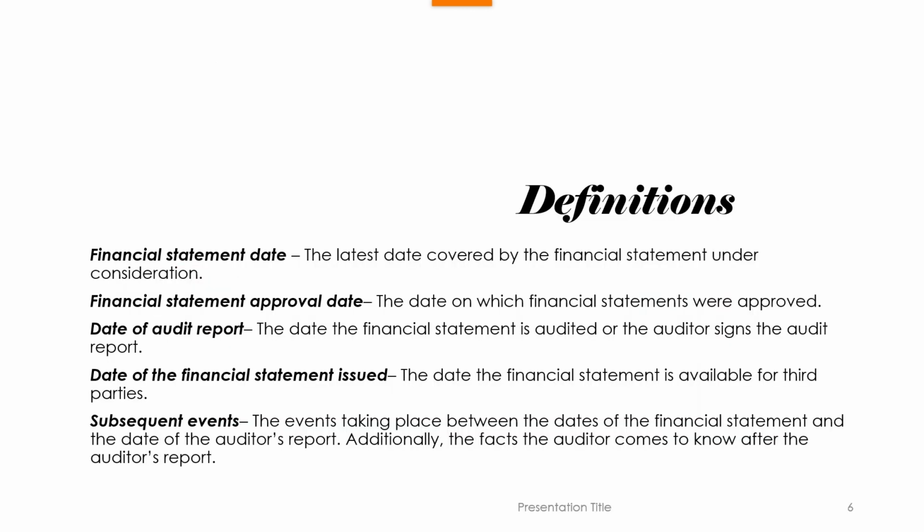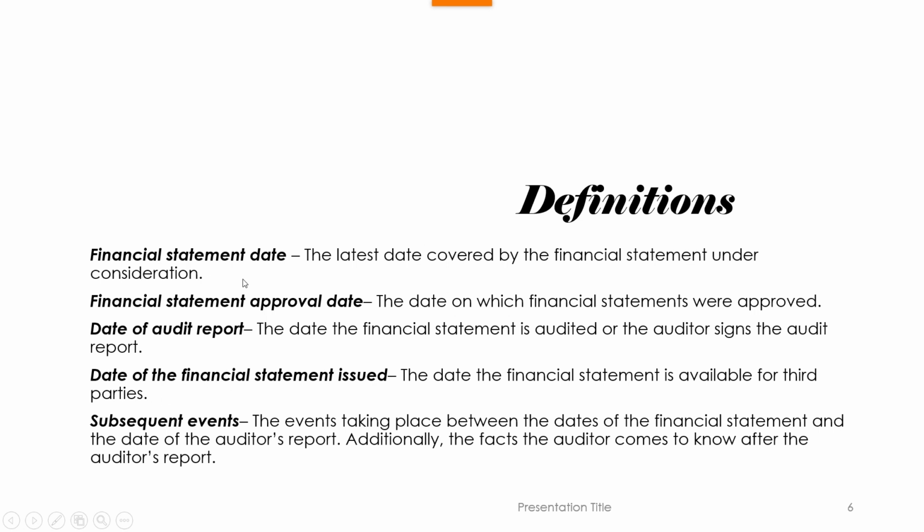Now I'm going to divide the definitions into two main zones. First, I'm going to explain the main terms commonly used in the standard. Financial statement date. What is this? The end of the reporting period. Financial statement approval date: when the management approves the statements. Audit report date: when the auditor signs the report. And last, financial statement issue date: when they are made available to third parties.